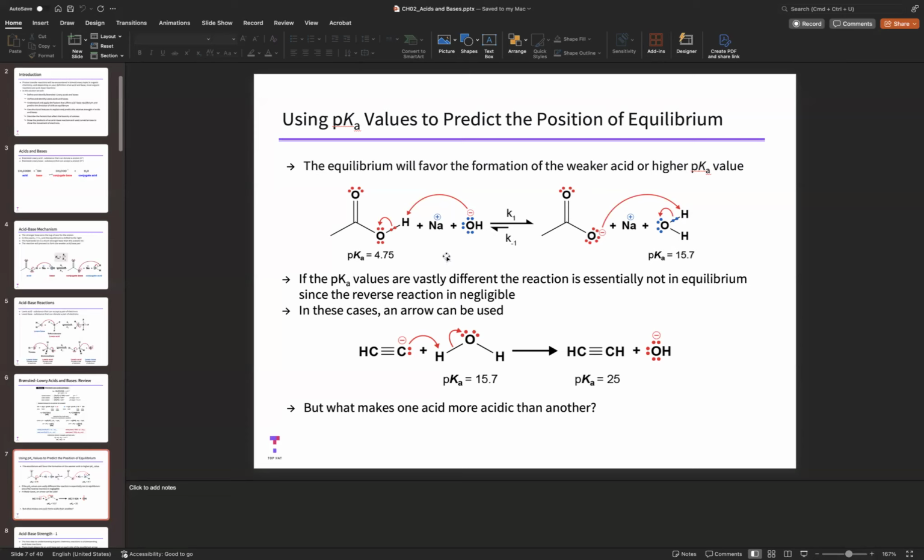It was negative 1.7. 15.7 plus negative 1.7 equals 14. Between negative 1.7 and 9.25, the larger the pKb, the weaker the base. That means this is the weaker base. Just like we predicted that if this is the weaker acid, this will be the weaker base. Right? Down here, go ahead and predict which side the equilibrium lies, towards the reactants or towards the products.